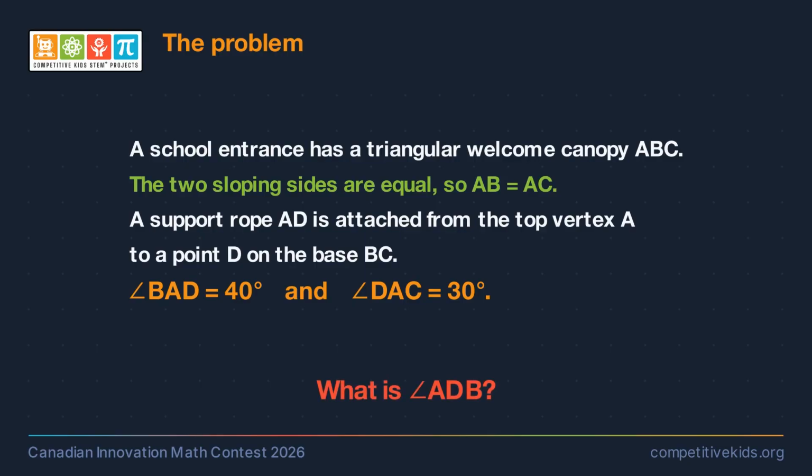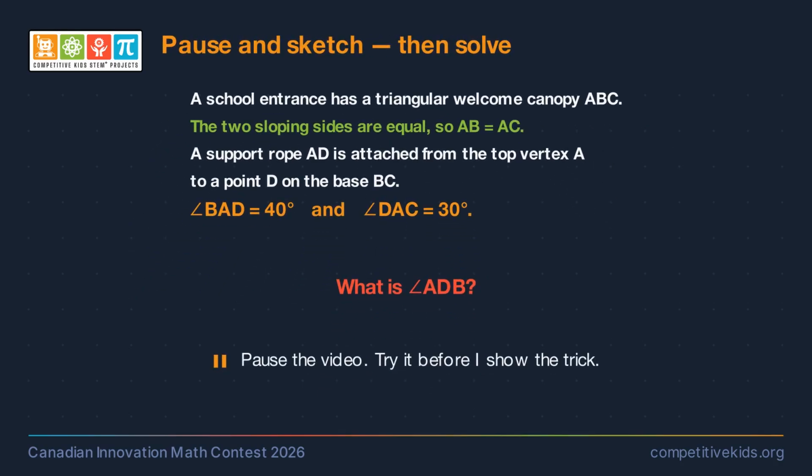What is angle ADB? Pause the video and try this one. Here is a thinking tip. The two sloping sides being equal is a powerful clue. It tells you that two of the bottom angles must be equal.